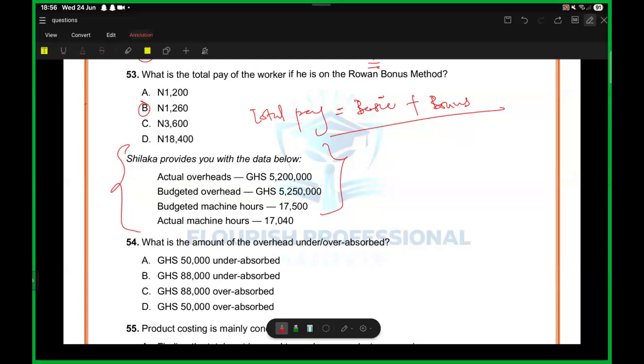This is also very, very simple. Here we are talking about overhead absorption rates, so we are going to determine what we call the over and under absorption. If you are given a question like this, the first thing you have to do is determine your overhead absorption rate. Overhead absorption rate is always the budgeted overhead over the budgeted activity level.